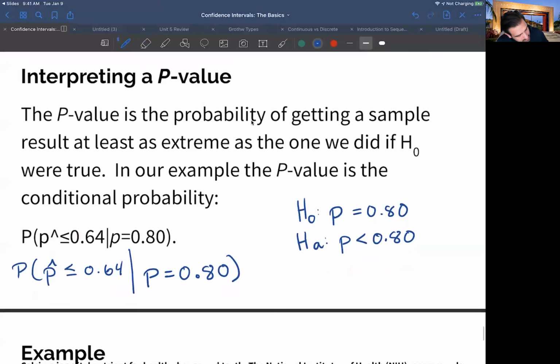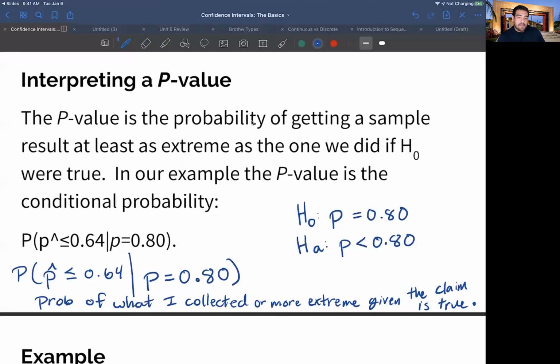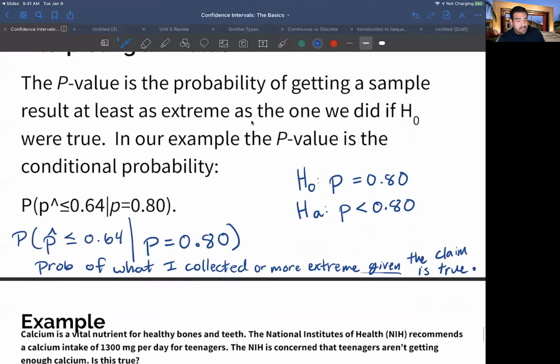Let me write that in Word. The probability of what I collected or more extreme, given the claim is true. That's what a p-value is. That conditional probability, given that the claim is true.